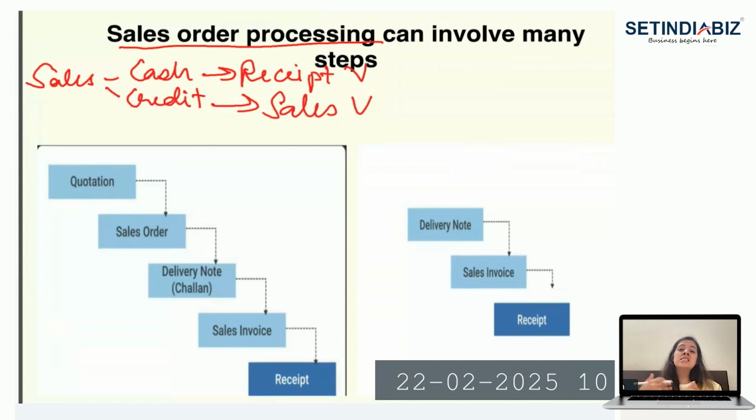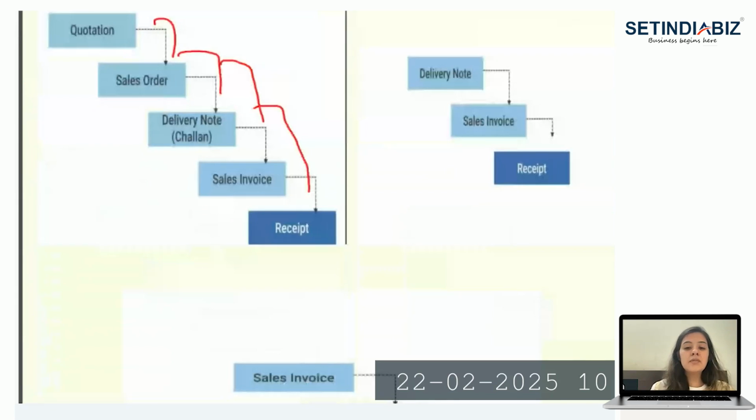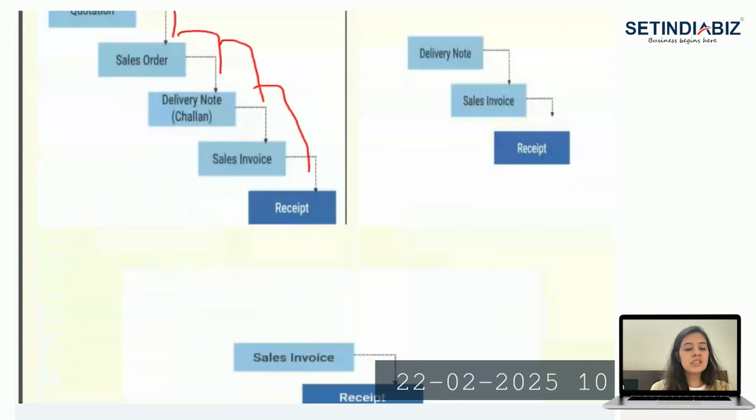Then there is sample check. We send samples, they check, they approve of the sales, then they place the sales order, then there is a delivery note, then there is a sales invoice, and then there is a receipt, then they make payment. So this whole process is sales order processing. Now this whole process of sales order processing can involve many steps for few companies, and it can involve a little less steps for few other companies, or it can be a direct sales invoice and receipt.